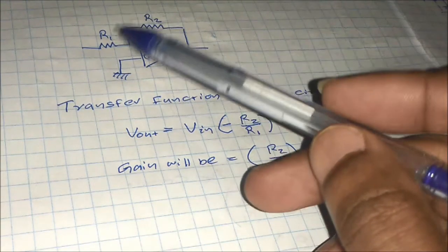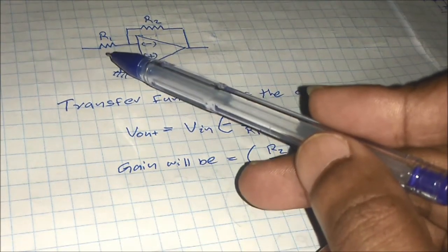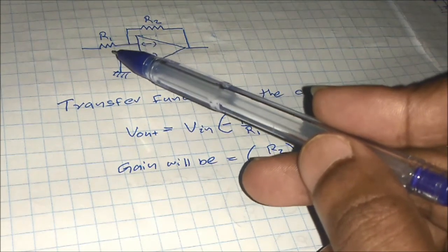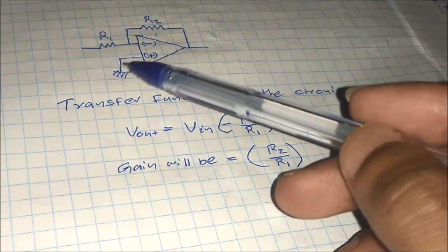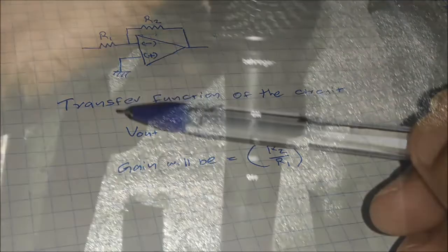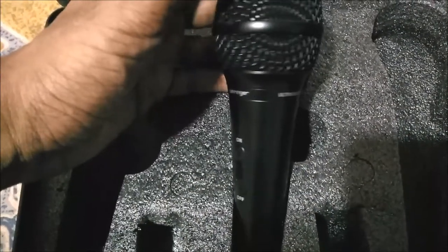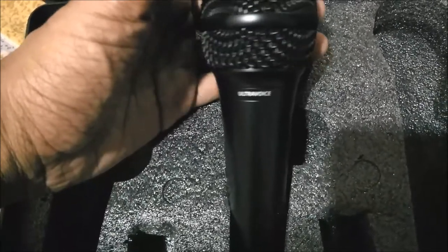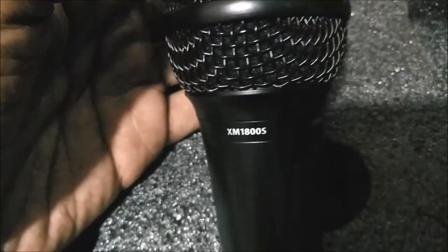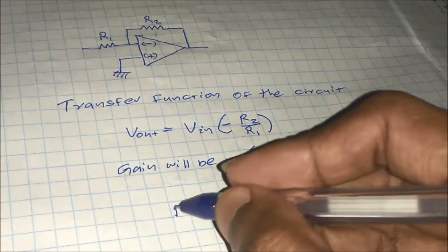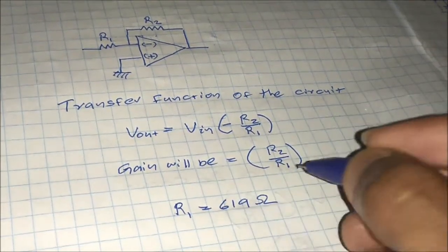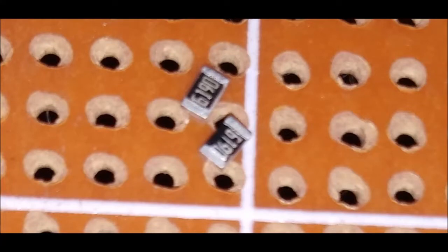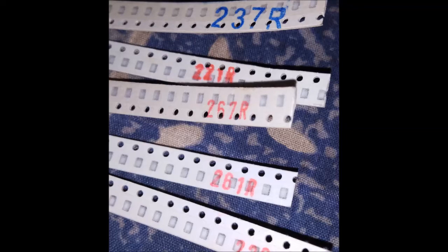Okay, second, we have to consider the values of discrete components. When we consider the circuit, the input impedance of this circuit is equal to R1 because the common voltage here is equal to the voltage connected to the non-inverting input, which is ground, you can see. I'm designing this circuit to use with a dynamic microphone, and my microphone is Behringer XM1800S. Input impedance according to datasheet is 600 ohms. In this regard, the nearest value I have for the circuit is 619 ohms. Luckily I have some resistor values of E96 series, but not all of them, which I bought from eBay a couple of years back.